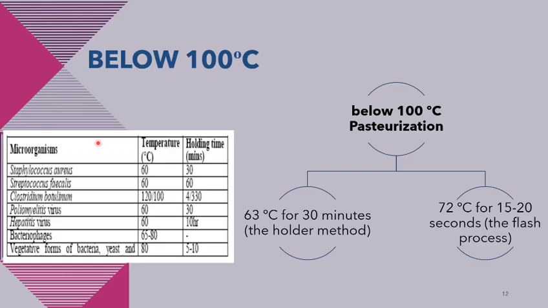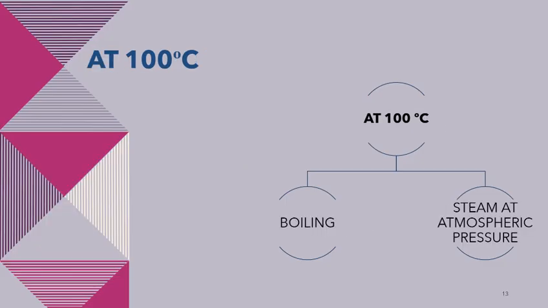So the next method is at 100 degrees Celsius. There are two different types. The one is boiling, the other one is steam at atmospheric pressure. First, we're going to talk about boiling.